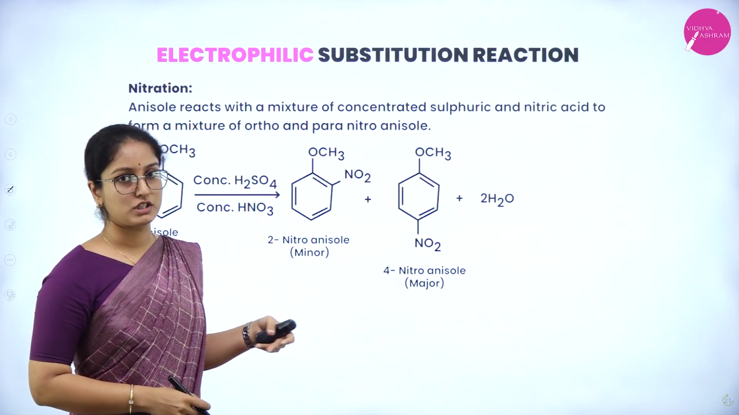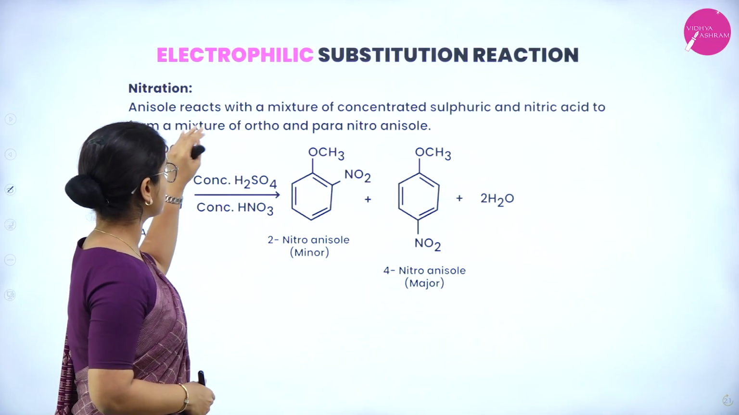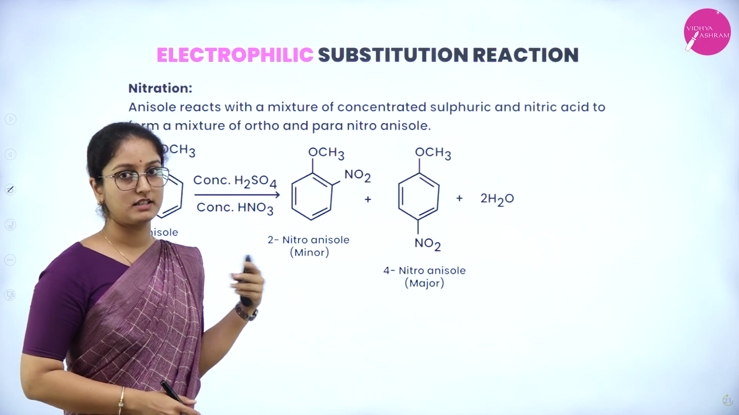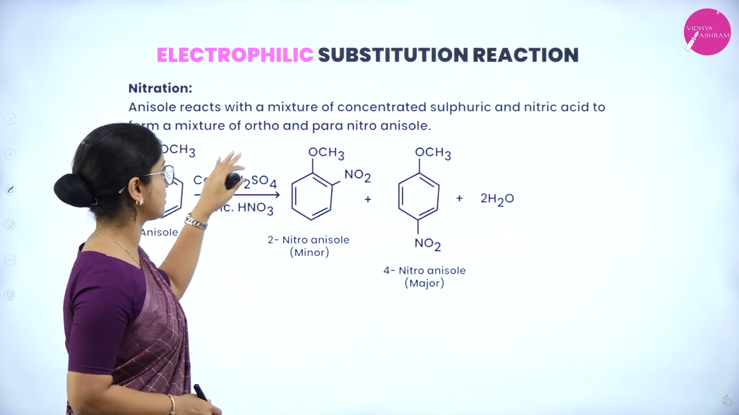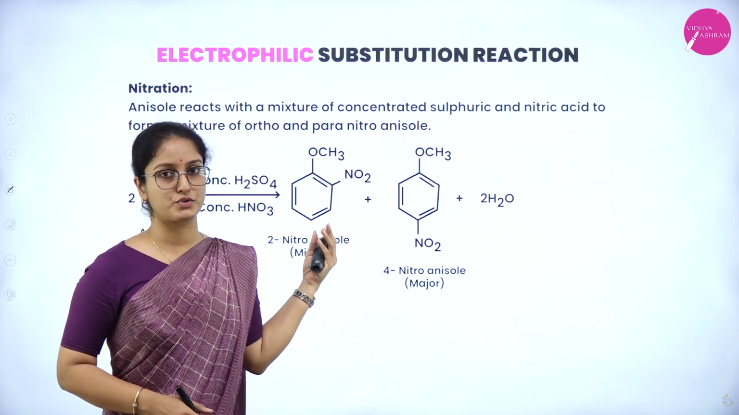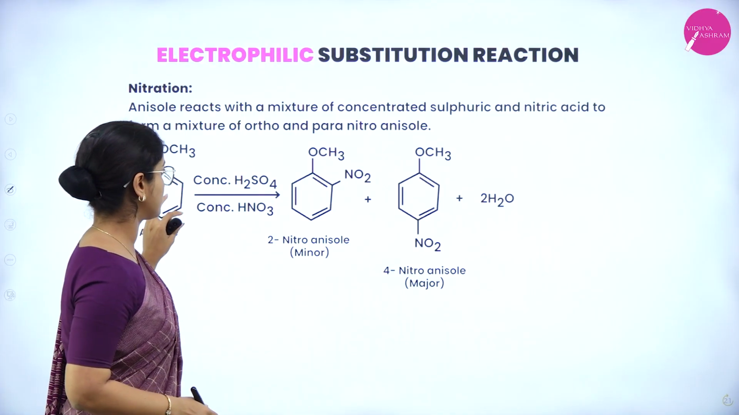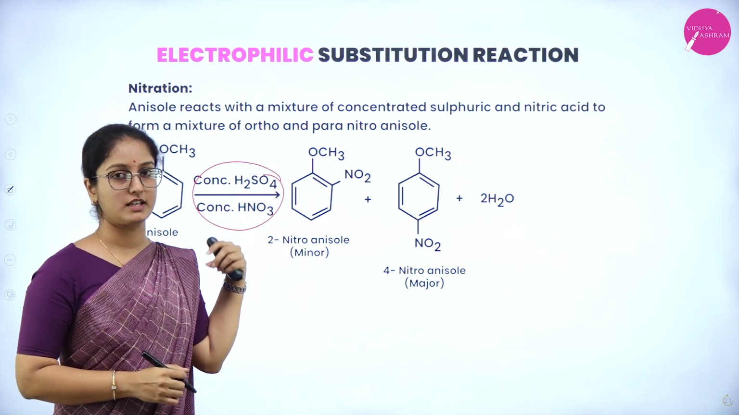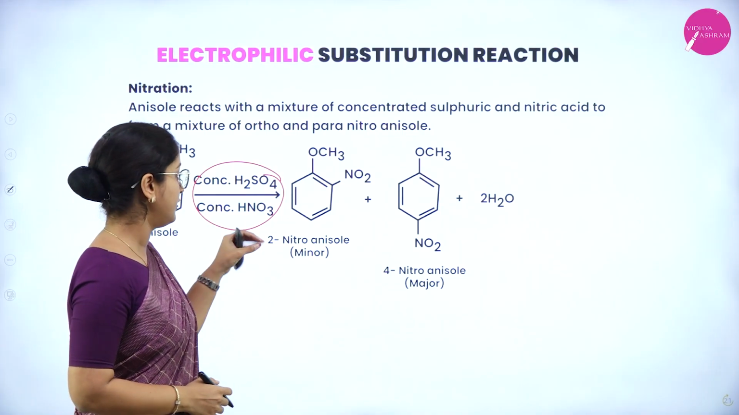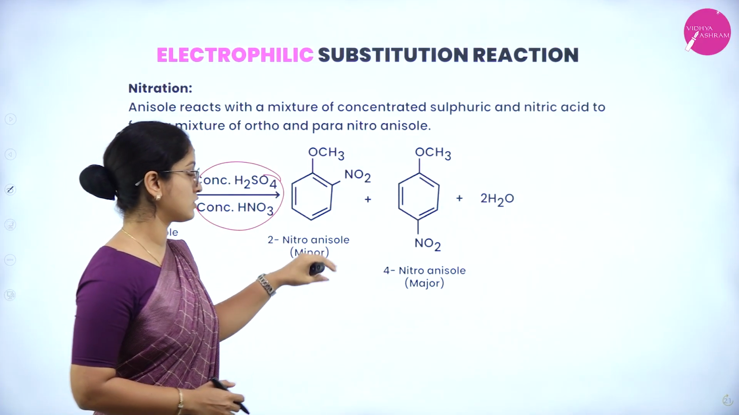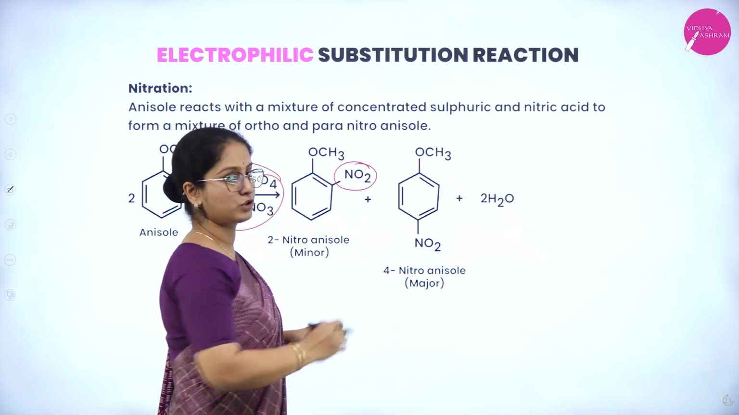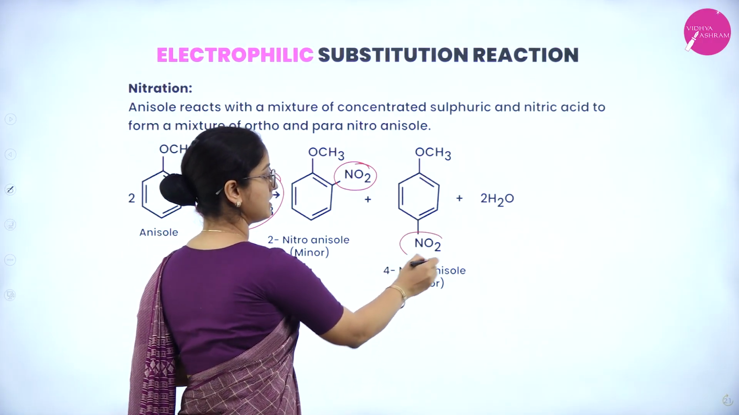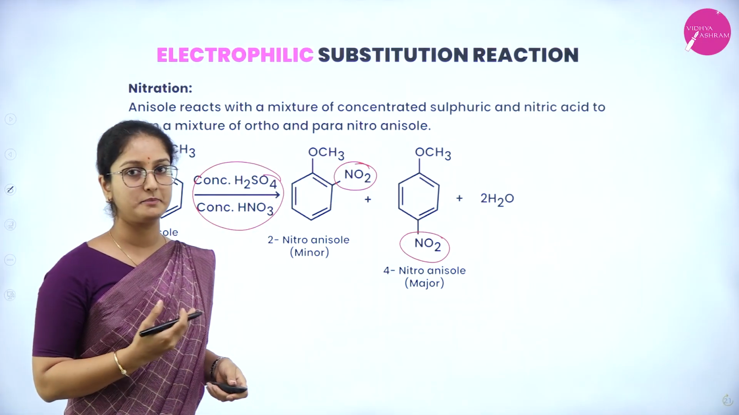The next type of reaction is nitration. Anisole reacts with a mixture of concentrated sulfuric acid and concentrated nitric acid to form a mixture of ortho and para nitroanisole. So anisole in the presence of this mixture produces 2-nitroanisole, where the nitro group is in the ortho position, then 4-nitroanisole, where the nitro group is in the para position, plus water.